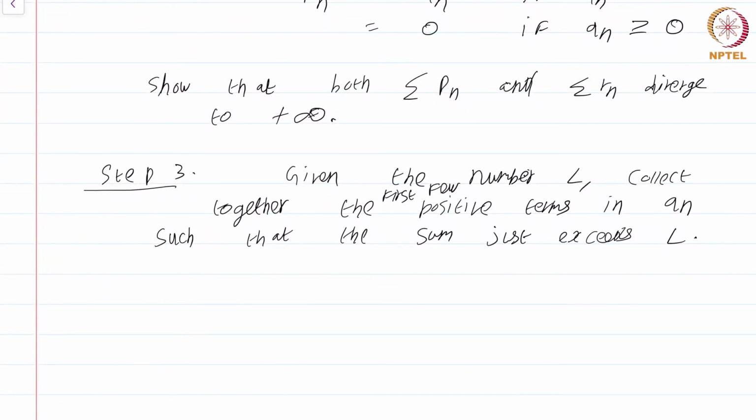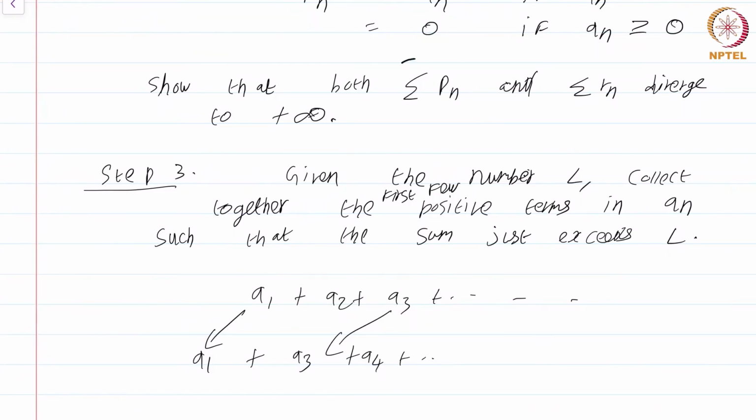This is the following. You have a1 plus a2 plus a3 plus so on. Some of these terms are positive, some of these terms are negative. What I'm doing is I'm collecting together all the positive terms. Say a1 is positive, then I put it here. Then I'm putting a3. Let's assume that a2 is negative. Let's assume that a4 is positive. I am collecting together the first few positive terms.